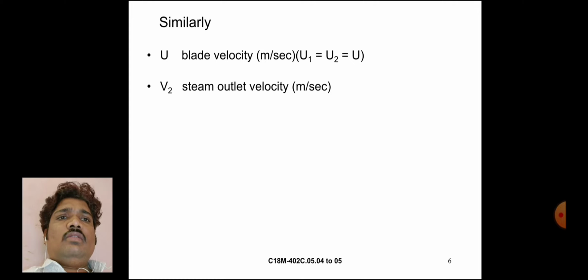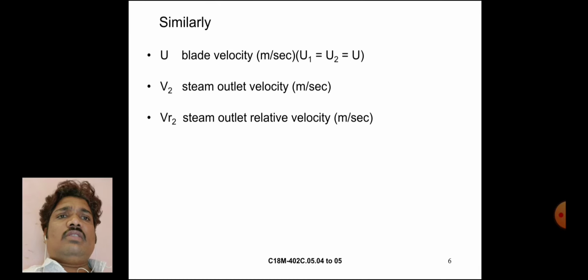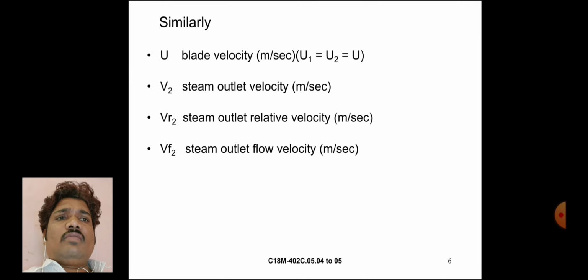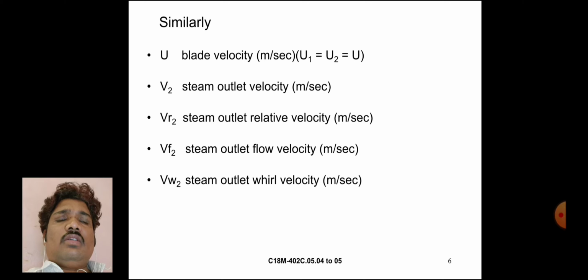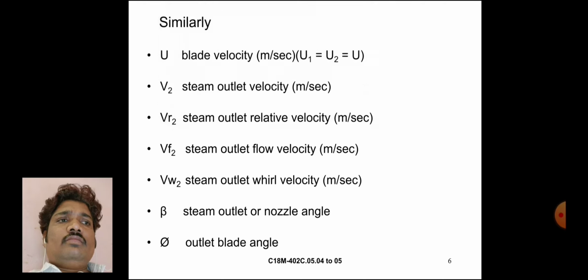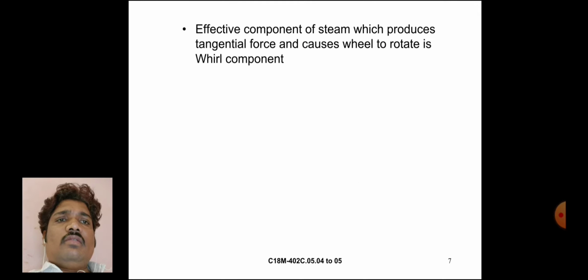Blade velocity u, steam outlet velocity V2. We have the steam outlet relative velocity, steam outlet flow velocity, VW2 steam outlet whirl velocity, steam outlet nozzle angle, and steam outlet blade angle.